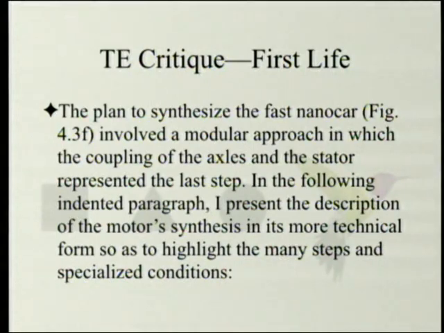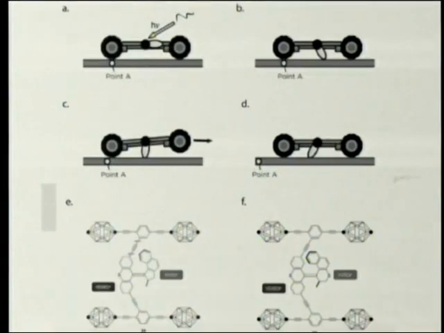The plan to synthesize the fast nanocar, figure 4.3F, and we'll get to 4.3 in a little bit, involved a modular approach in which the coupling of the axles and the stator represented the last step. In the following indented paragraph, I present the description of the motor synthesis in its more technical form so as to highlight the many steps and specialized conditions. And if you're reading this and your eyes glaze over, that's okay. For most of you, that's what he actually wants.